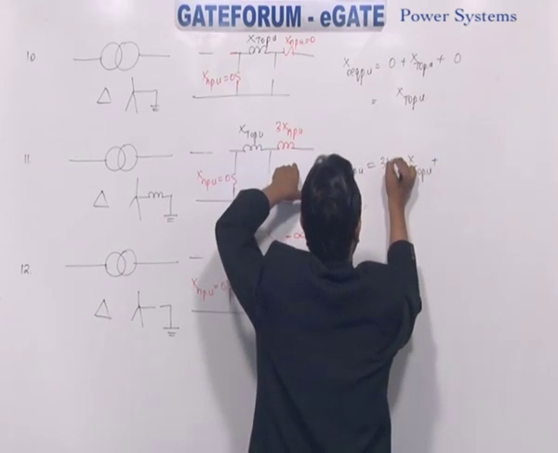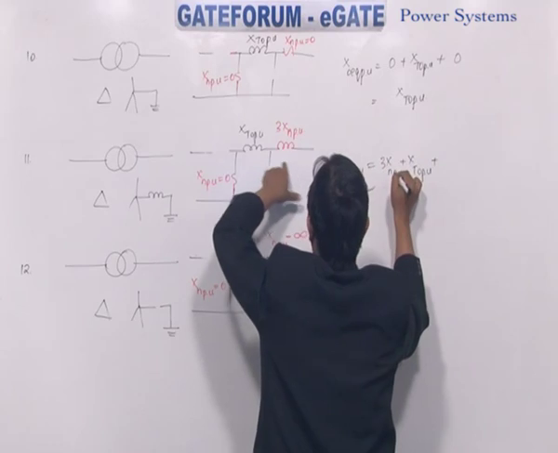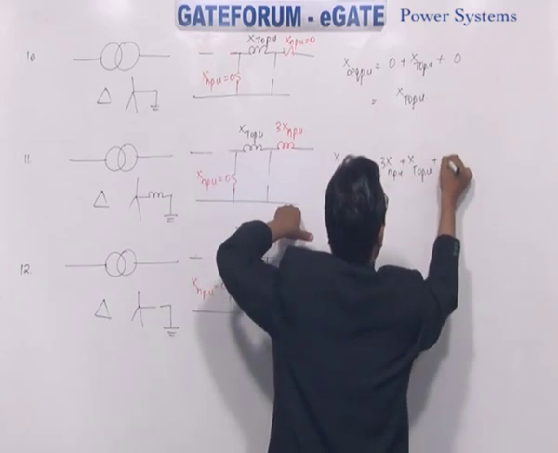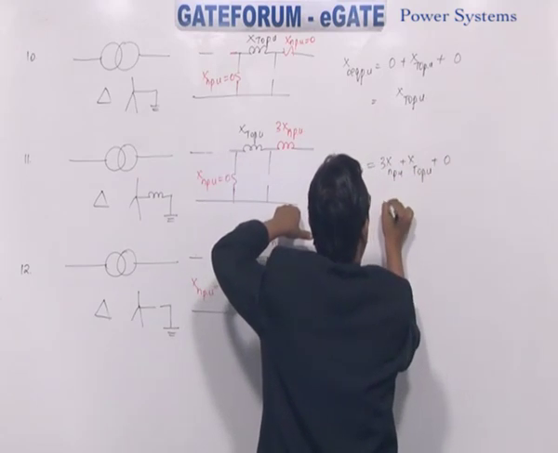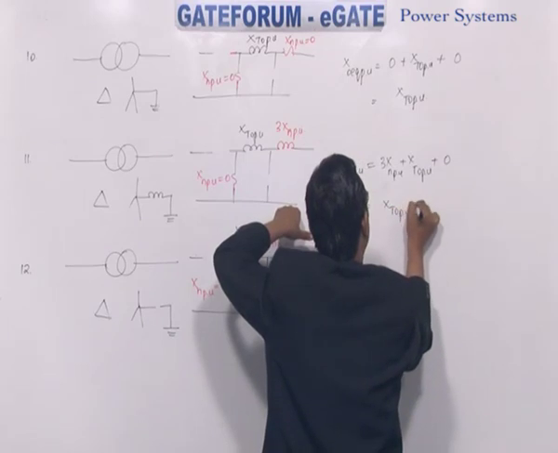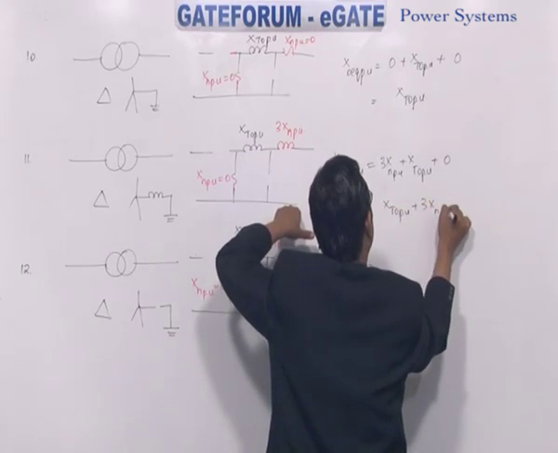Here by default you travel through XT naught per unit. Then first 3Xn per unit. Then Xn per unit 0. So how much do you write? XT naught plus 3Xn per unit.